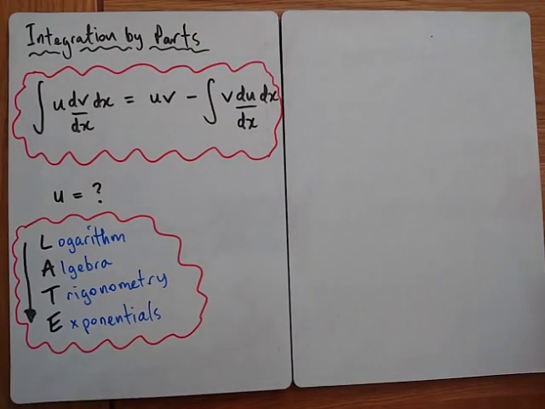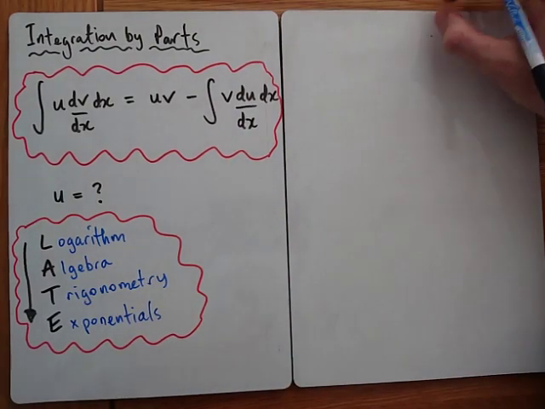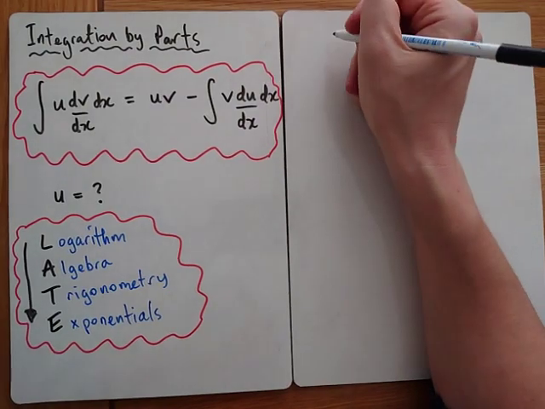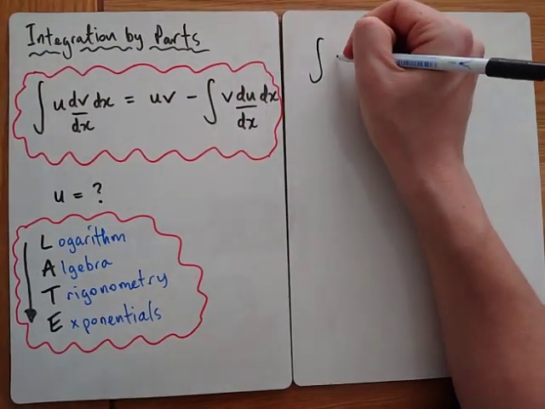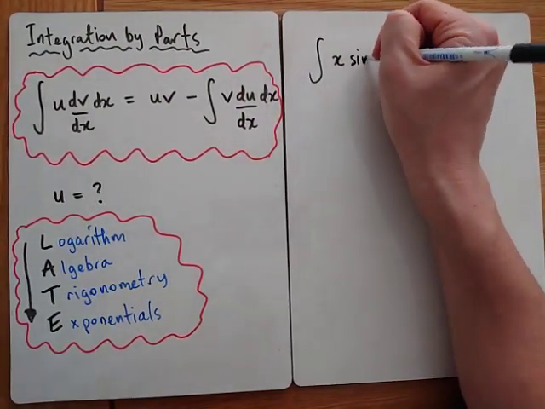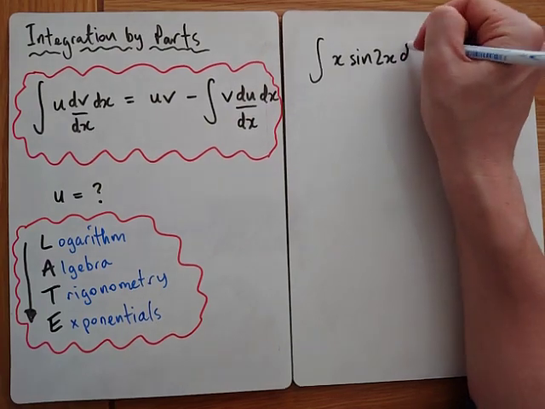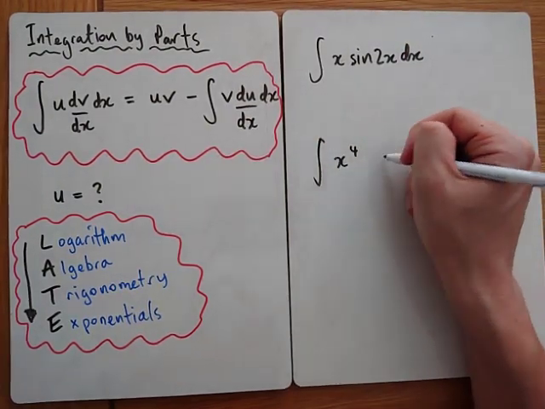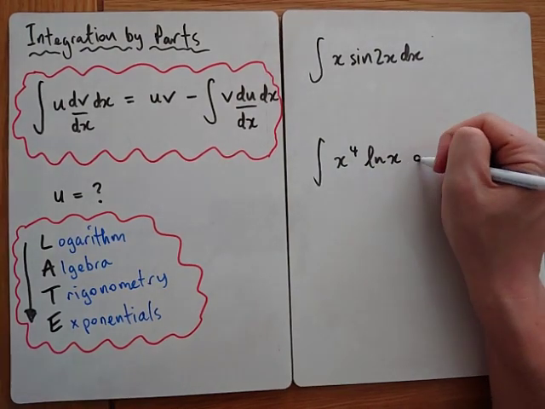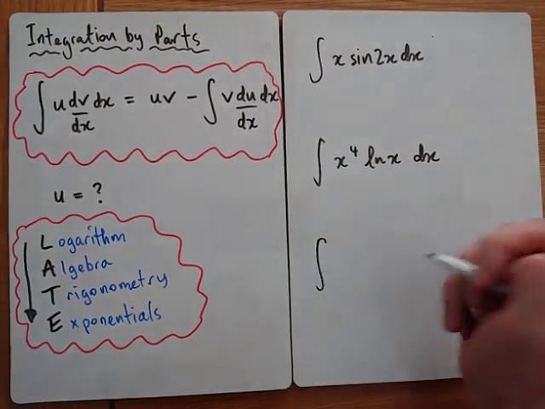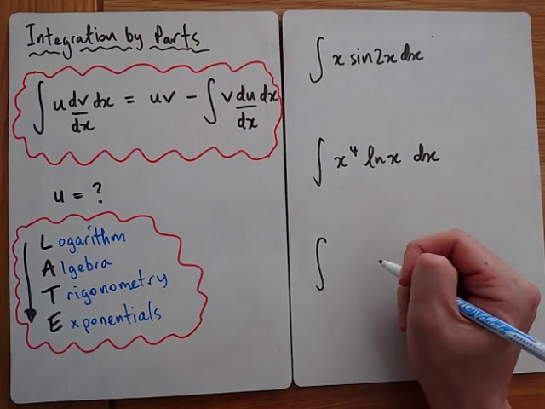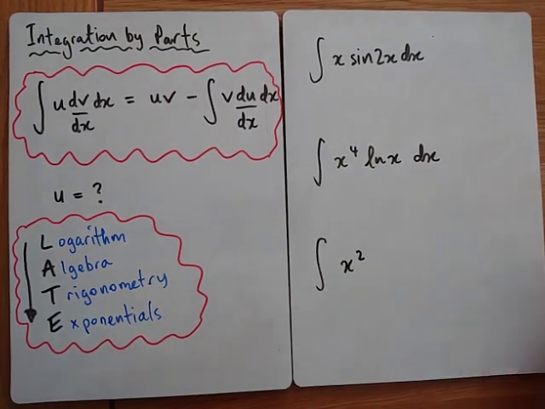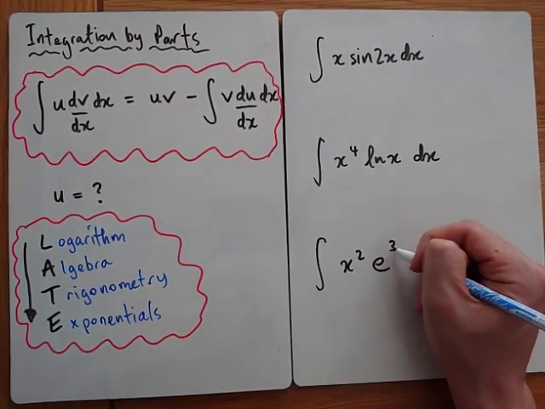So why would we use integration by parts? Let's think about a couple of integrals. If I said integrate x sine 2x, or integrate x to the 4 ln x, or integrate x squared e to the 3x.